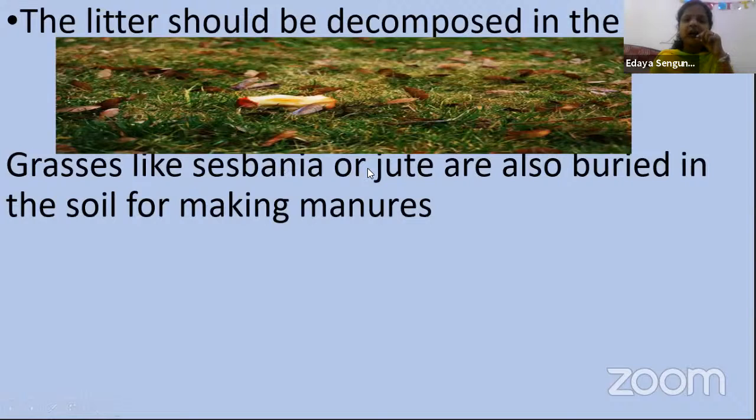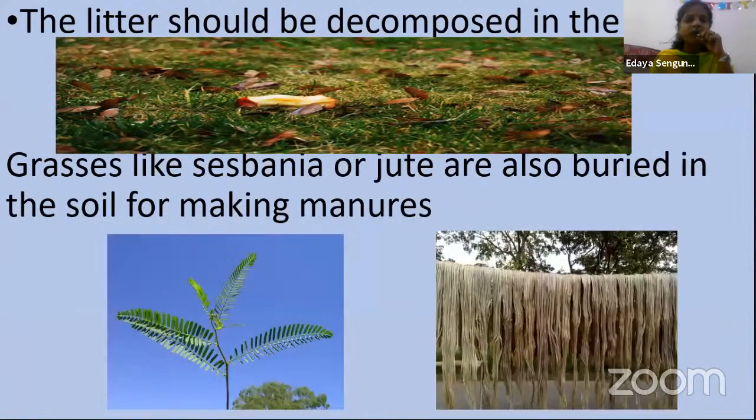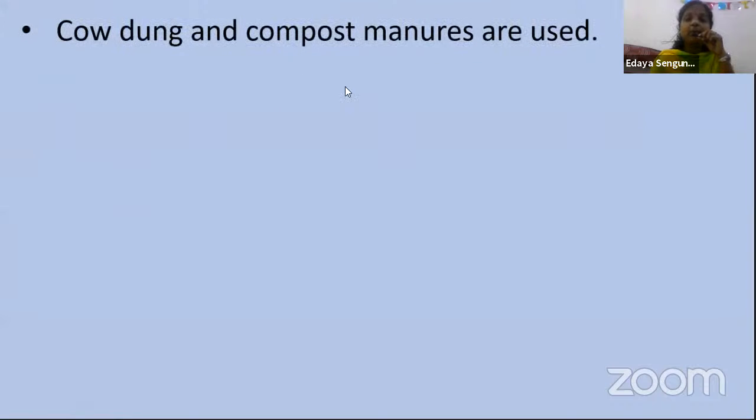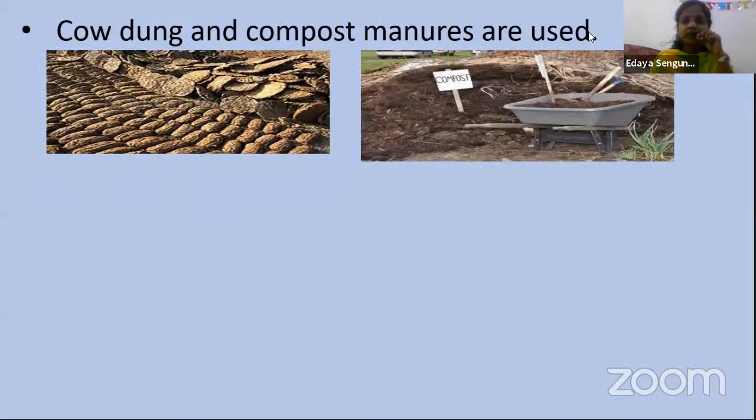Grasses like sesbania or jute are also buried in the soil for making manures. Now again, sesbania and jute grasses are put in the soil to get its nutrients back. See, this is sesbania grass and this is jute. Cow dung and compost manures are used. We all know human waste or animal waste are the important compost we are using in the farm.